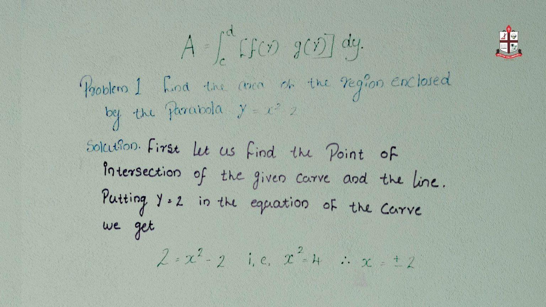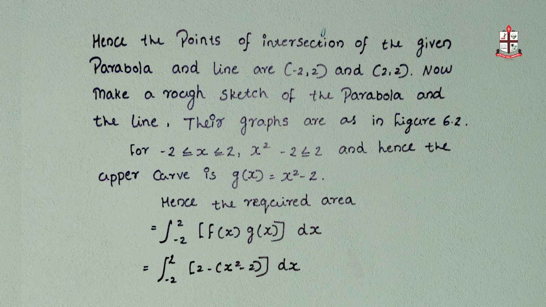Now, coming to the first problem: find the area of the region enclosed by the parabola y equals x squared minus 2 and the line y equals 2. How will you find the solution? In order to find the solution, let us first find the points of intersection of the given curve and the line by putting y equals 2 in the equation of the curve. So, you will get 2 equals x squared minus 2, that is x squared is 4, so x is plus or minus 2. Hence, the points of intersection of the given parabola and the line lie in the interval from minus 2 to plus 2.